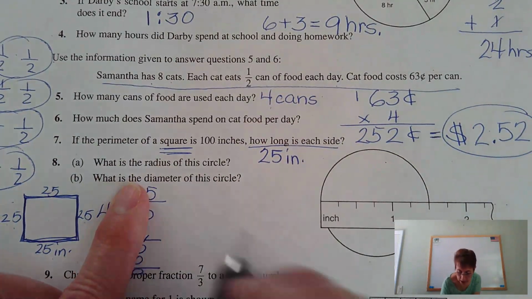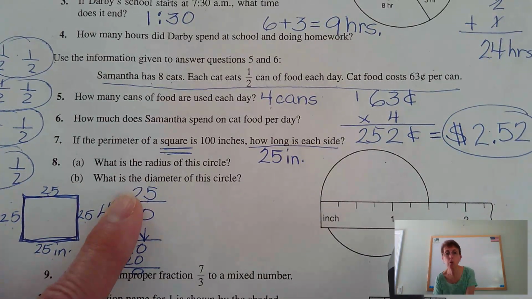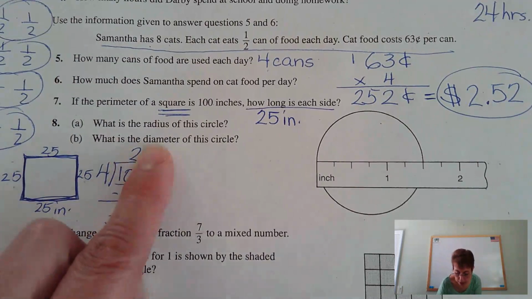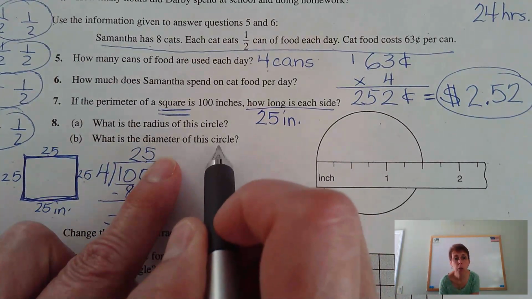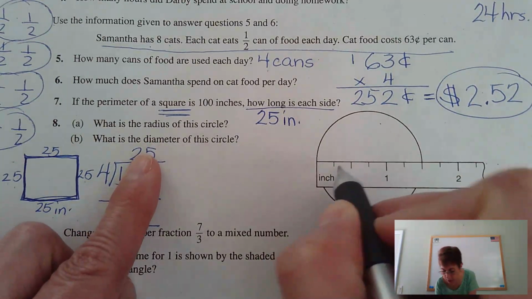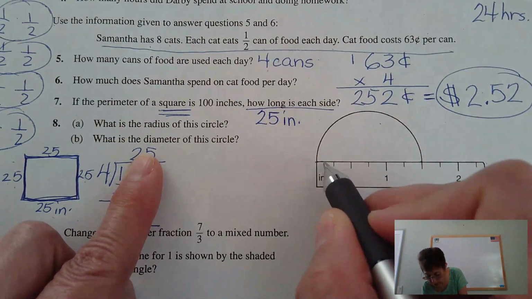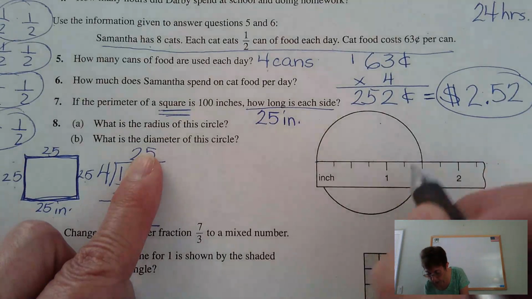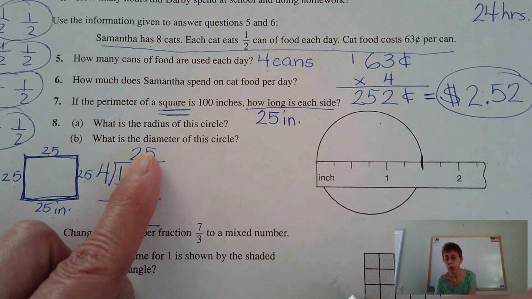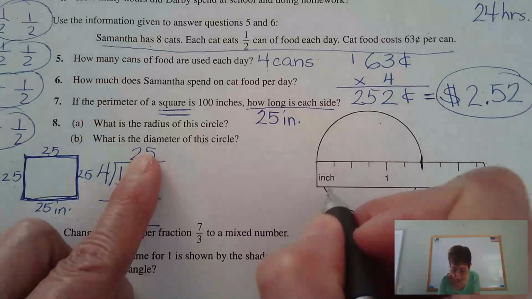Okay, number 8 asks, there's an A and a B for number 8. What is the radius of the circle and what is the diameter? Well, let's start with the diameter, because the diameter goes from one side of the circle to the other. We look here and we see that the diameter is 1 and right here it's halfway between 1 and 2. So it's 1.5 inches.